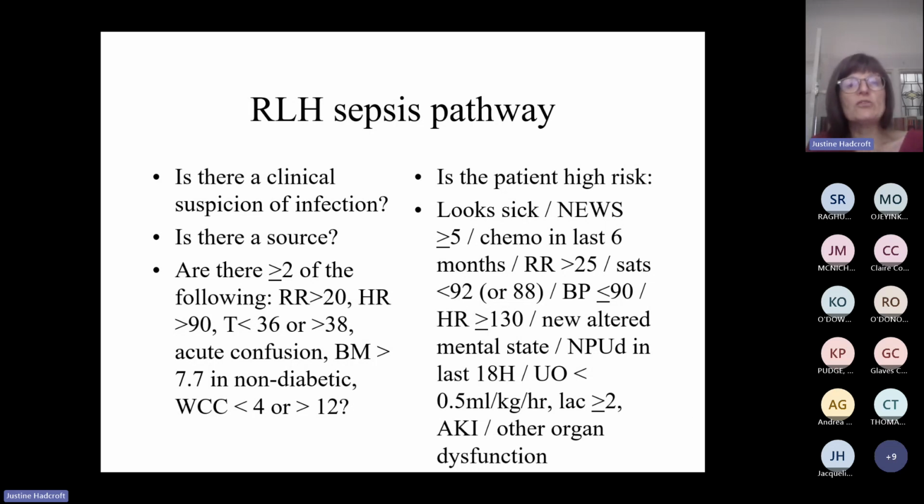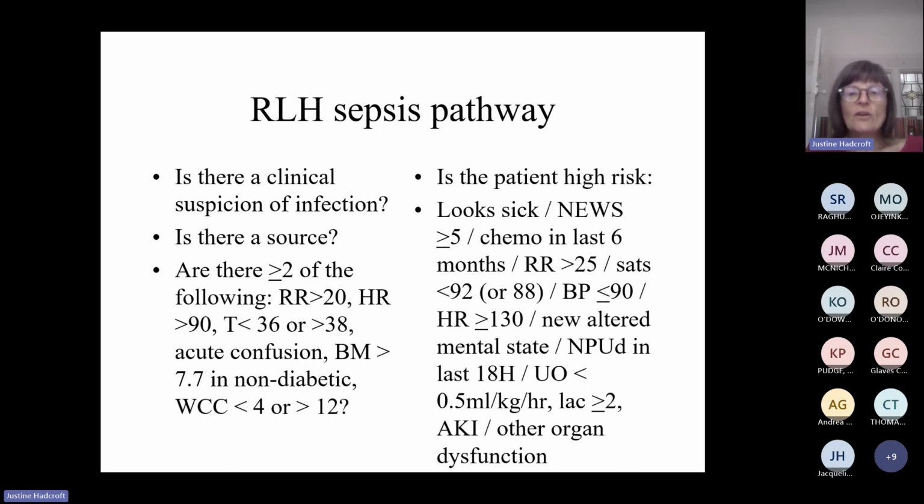The Royal Luton has a sepsis pathway, and that essentially encourages people to ponder whether there's a clinical suspicion of infection. Think about what the source may be, because that might guide your antibiotic choice. Look for 2 or more of a high respiratory rate, heart rate, high or low temperature, new confusion, high BM if the patient's not diabetic, or a low or a high white cell count. Ask if the patient is high risk. Do they look sick? Is their NEWS 5 or more? Have they had chemo recently?